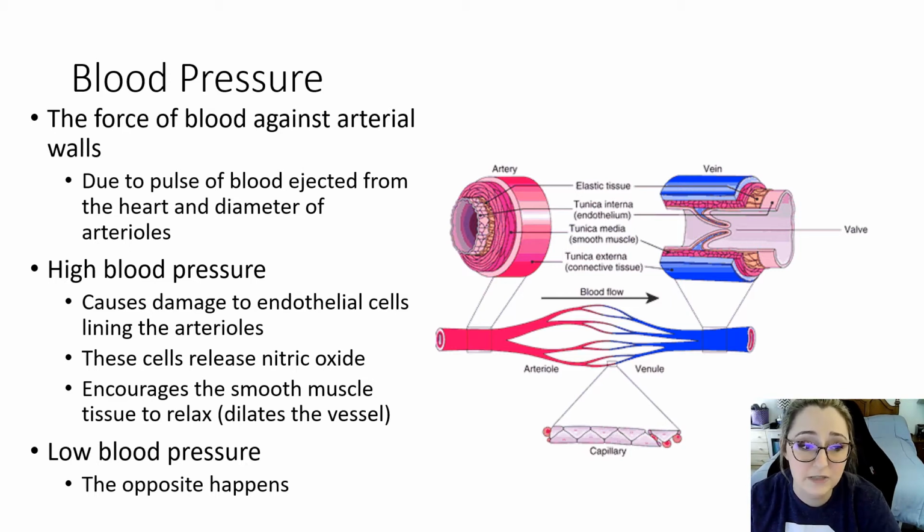that line your arterioles. These damages to those cells are going to release nitric oxide. What nitric oxide does is it encourages the smooth muscle tissue within the arteries to relax, which is going to help dilate the vessel. Now, low blood pressure is going to essentially happen in the reverse of that. But I just want you to know high blood pressure more than anything, and make a note that high blood pressure, if it is consistent, is not a good thing. That's why there is high blood pressure medication.